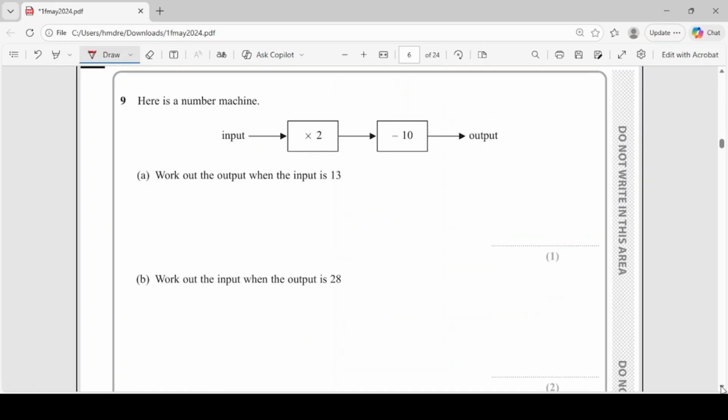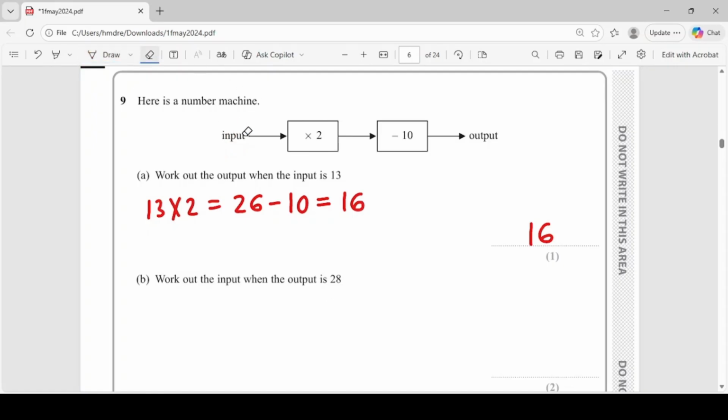Question 9. Here is a number machine. So you have an input, you times it by 2, you subtract 10, and you get an output. Work out the output when the input is 13. So they're saying we put 13 here, we times it by 2, so 13 times 2 gives us 26. We take away 10, and we get the output, which is 16. And then usually they ask you to work backwards, which is what they do here.